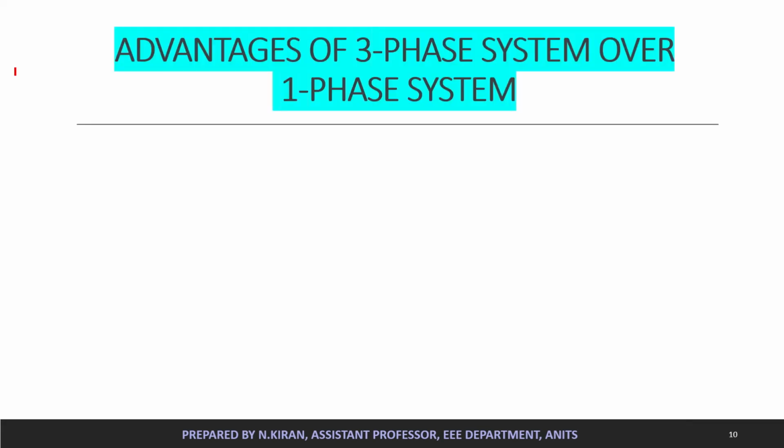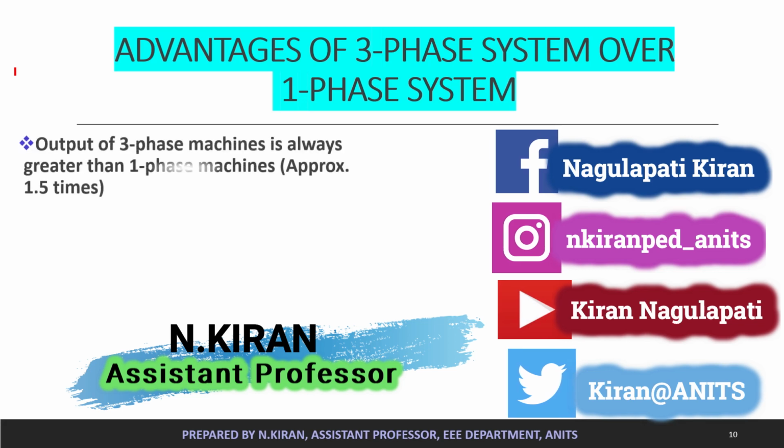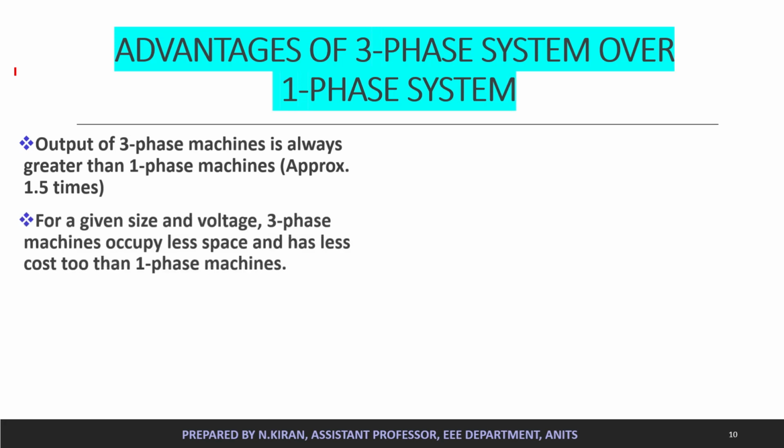So, advantages of three phase system over single phase system. The output of a three phase machine is always greater when compared to the output of single phase machines, approximately 1.5 times. For a given size and voltage, the three phase machine occupies less space and will also cost less when compared to that of single phase machines.